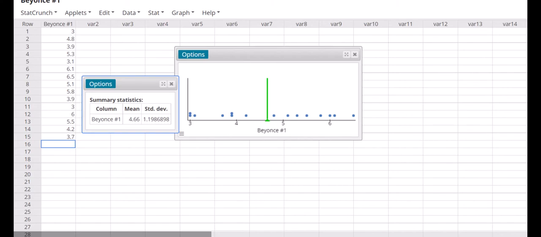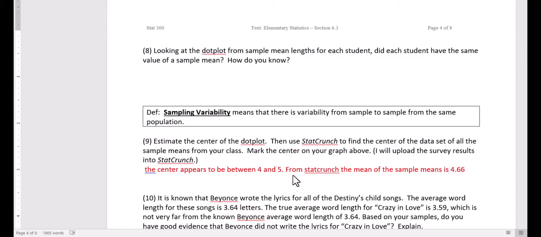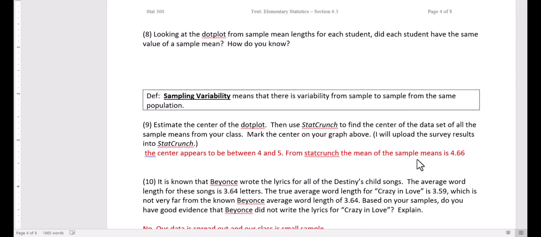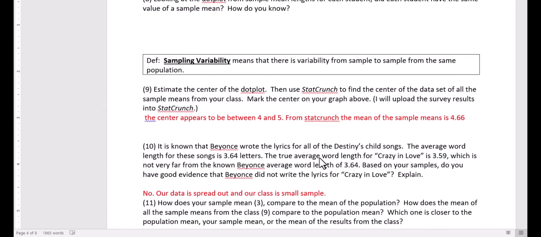All right, let's go back to the notes. So we can say the center appears to be between 4 and 5, but from StatCrunch we can actually get the mean. The mean of the sample means is 4.66. It is known that Beyonce wrote the lyrics for all of Destiny's Child songs. The average word length for these songs is 3.64 letters. The true average word length for Crazy in Love, the population mean, is 3.59, which is not very far from the known Beyonce average word length of 3.64.